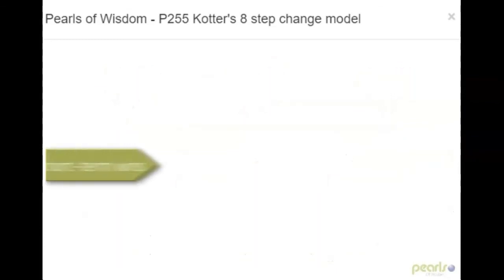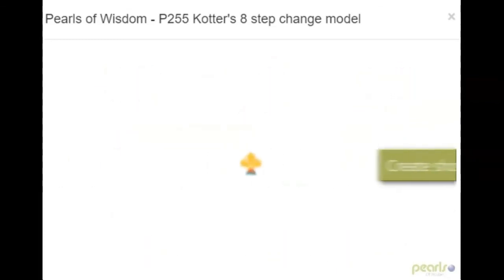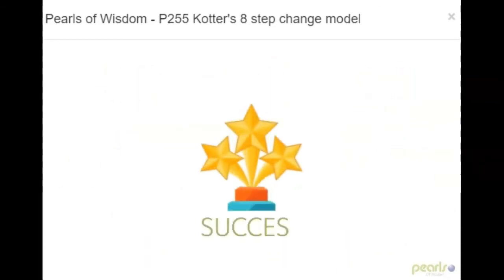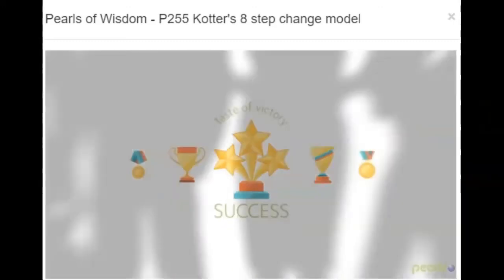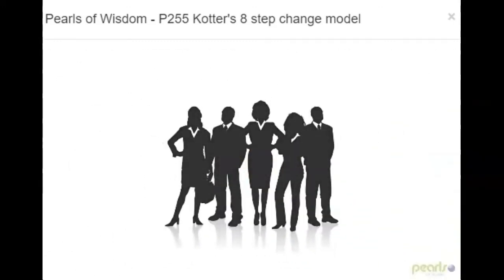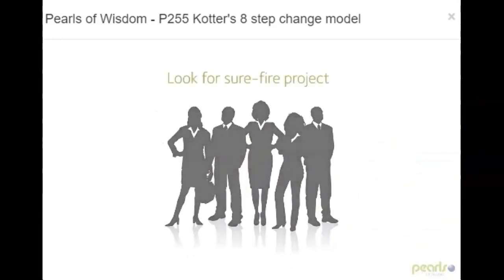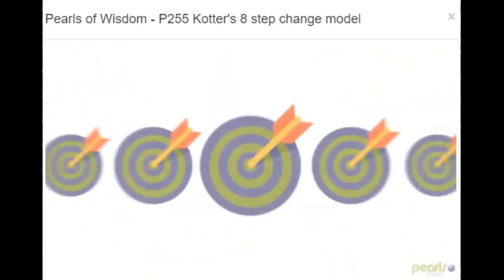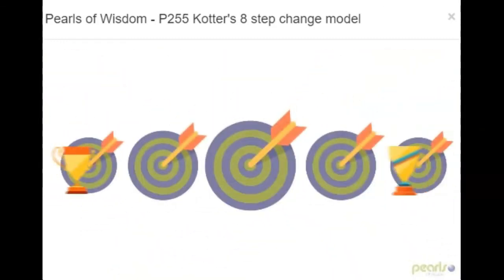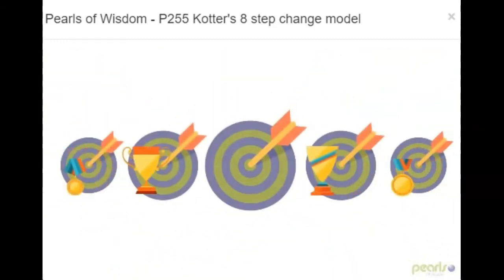Step 6, creating short-term wins. Nothing motivates more than success, so to keep up motivation, find quick wins to give your organisation a taste of victory early in the change process. Without this, critics and negative thinkers might hurt your process, so look for surefire projects that you can implement without the help of any strong critics. Pick the right targets early on and reward the people who help you meet those targets.